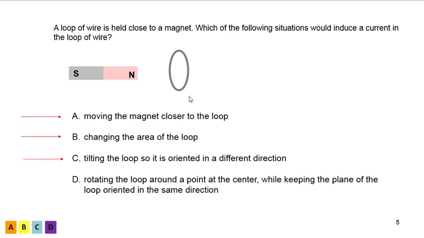So the first three definitely will cause an induced current because they will cause a change in the flux of magnetic field passing through this loop. For D, I just meant that you rotate it around in this direction, almost like a steering wheel. That's not going to do anything to change the flux. So this would not change the magnetic flux, which means it would not induce a current.